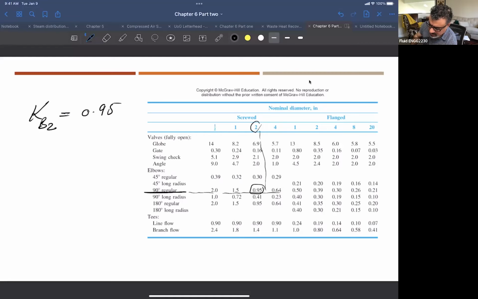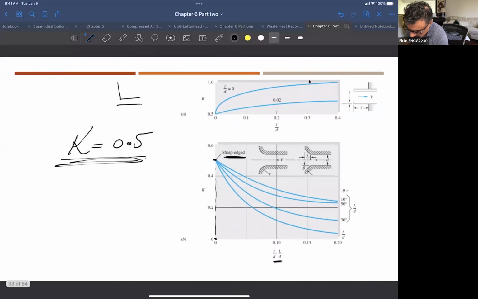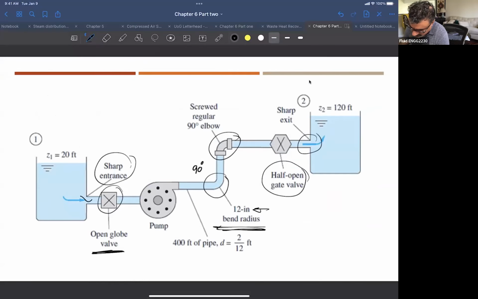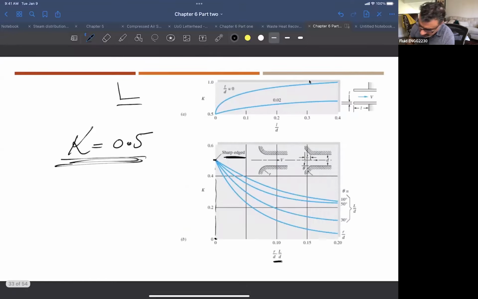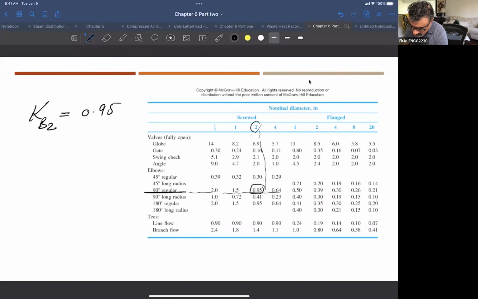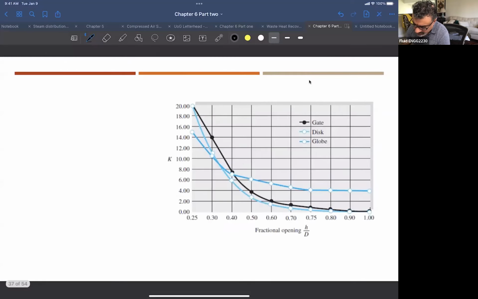And then the next one is, after this elbow, the half open gate valve. Okay, so this is a fully open gate valve, right? For the half open gate valve, we have to find a chart like this, the chart that gives you the fractional opening. Fractional opening here, 50%, half open, right? And this is a globe valve, right? It's actually this one here, which is this here.